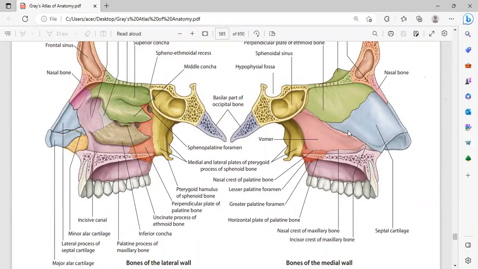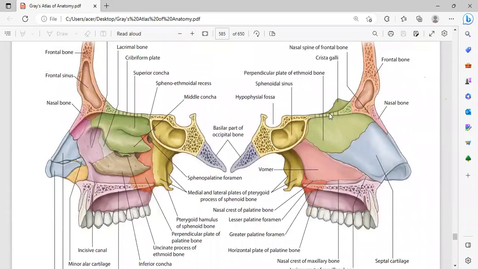So the medial wall of the nasal cavity is the septum. Right? So the septum is made up of two bones. That is, at the top, it's made up of the ethmoid bone. Here, it's made up of the ethmoid bone with its perpendicular plate. So this is the perpendicular plate of the ethmoid bone. That will form the superior part of the nasal septum.